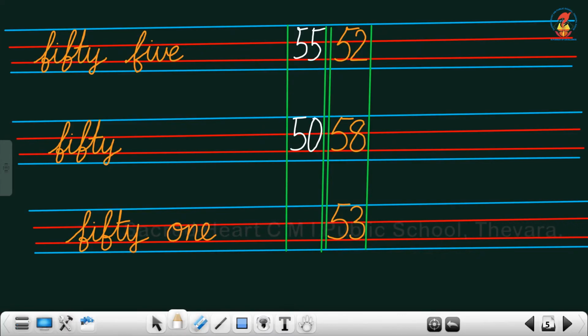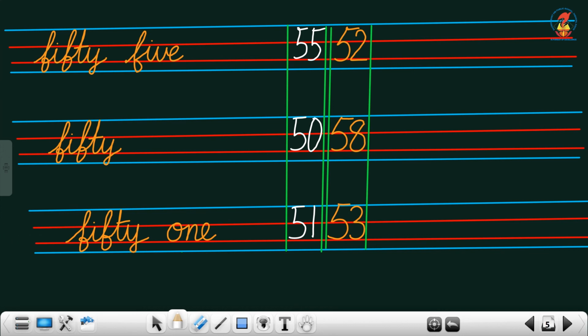Okay. Now, what is the number name written here? F-I-F-T-Y-O-N-E. What is it? 51. So, we have to write the number 51 here. Understood? Now, the number is given. You have to write the number name. What is the number? Read the number.